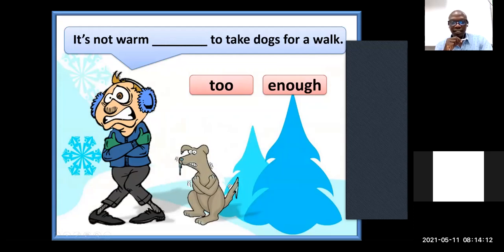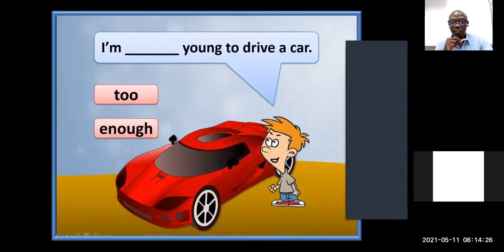Next, it's not warm to take dogs for a walk. What should we use? Correct. Thank you so much. It's not warm enough to take dogs for a walk. That means it's not very hot out. Okay. I'm young to drive a car. Correct. I'm too young. Thank you so much. Next.